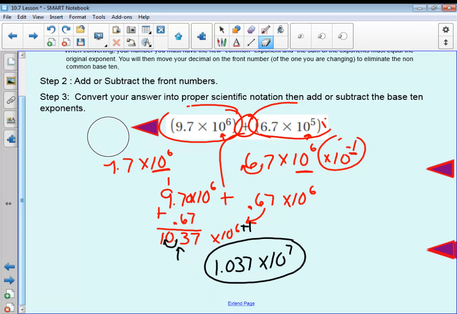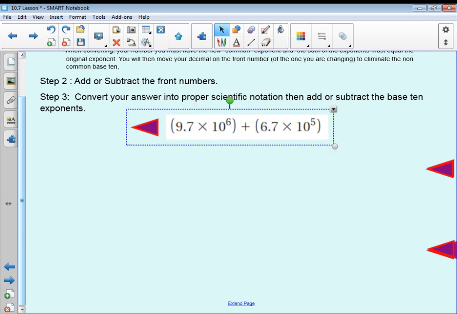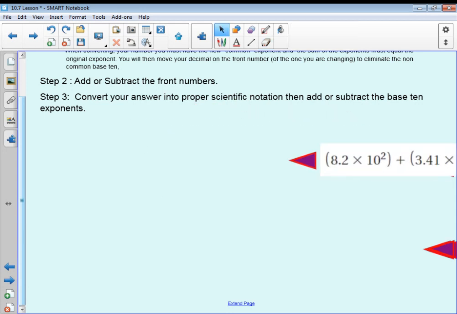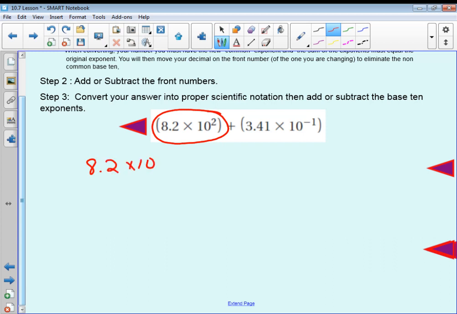We're going to go through one more of these. And this is a tough concept. You just have to practice it, practice it, practice it. Okay, so let's try one more. I'm going to keep this front one. I tend to do that. So I have 8.2 times 10 to the power of 2. Now I want this to have times 10 to the power of 2. So 3.41 times 10 to the power of 2.